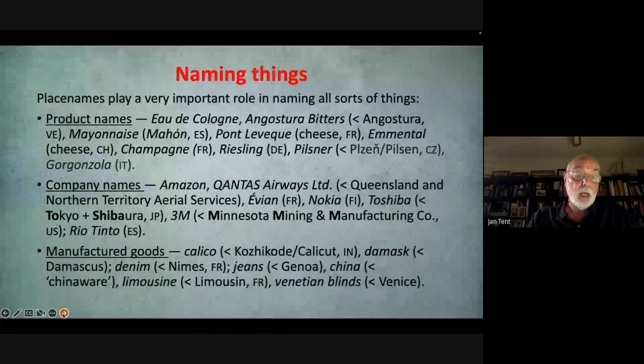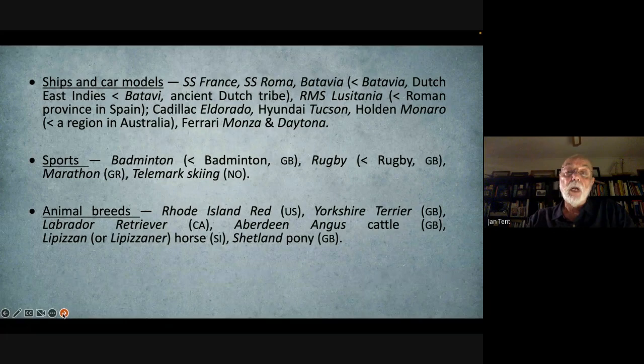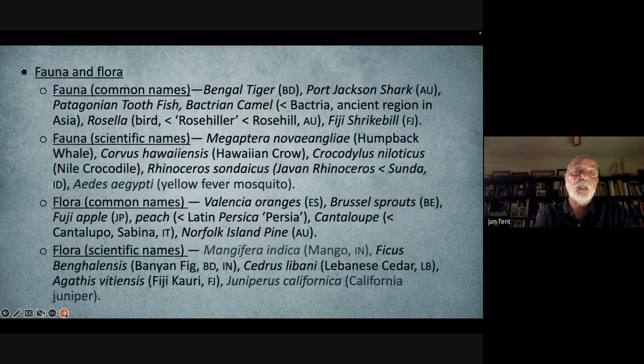Ships and car models. So ships often have names from the places where they come from. And of course, car names. Sports: badminton, rugby, marathon, telemark skiing, and so on. And animal breeds, and the list goes on and on. Flora and fauna, of course, I don't need to go through those. I'll send Luisa a copy of this, and you can go through them at your own leisure. So not only common names, but scientific names as well. You can have a look at it in your own time.